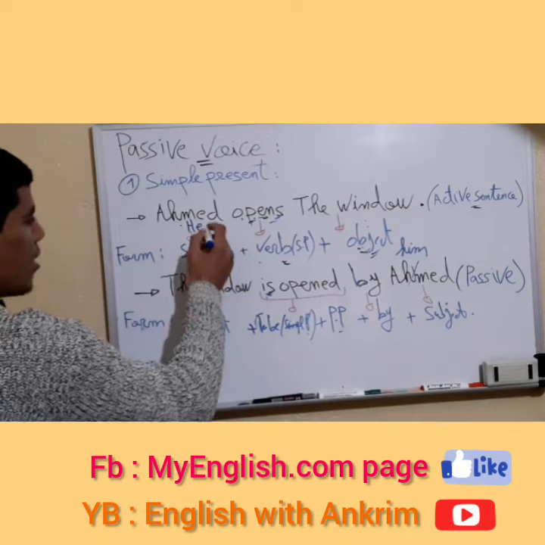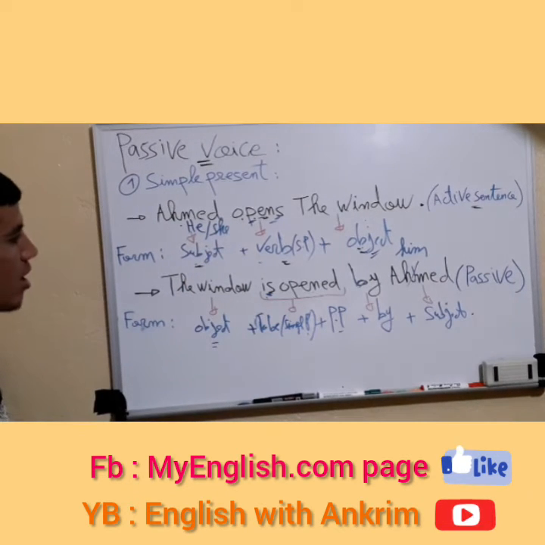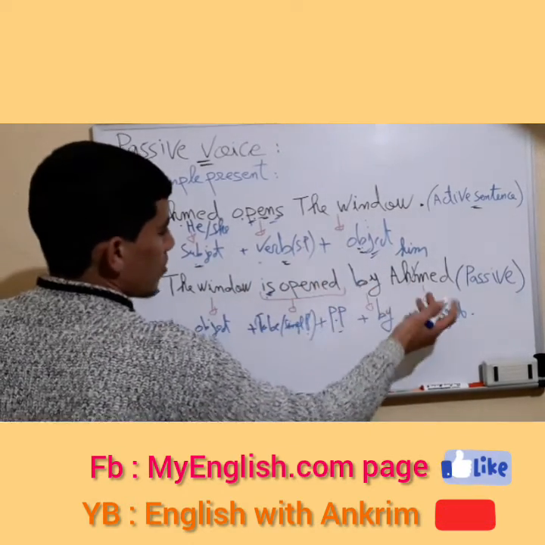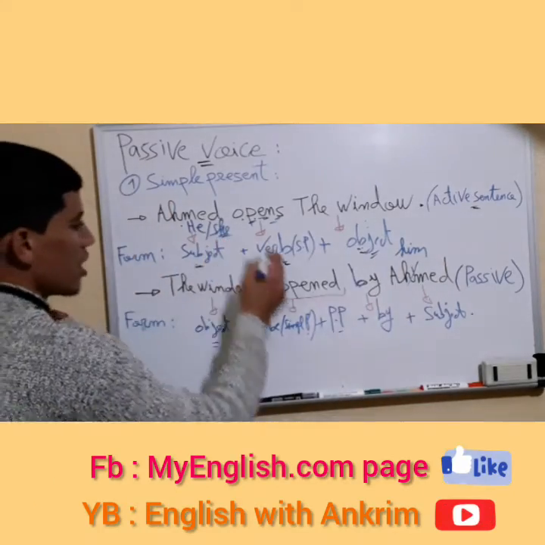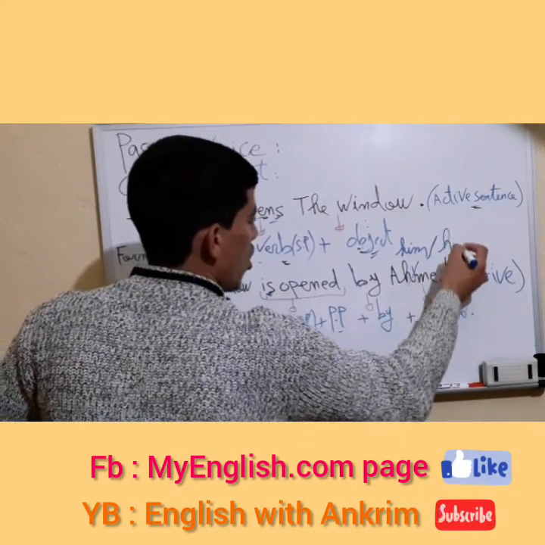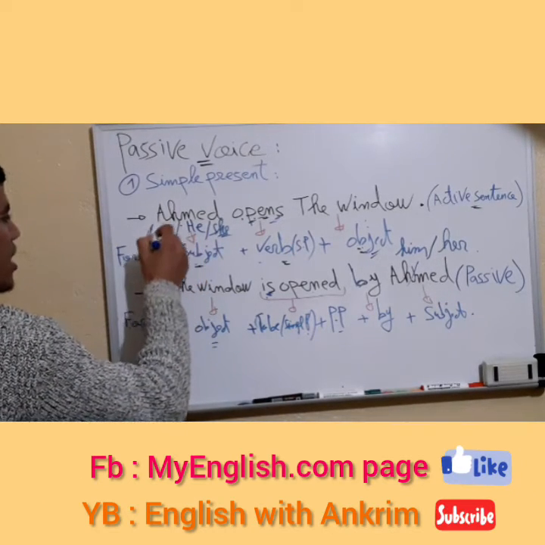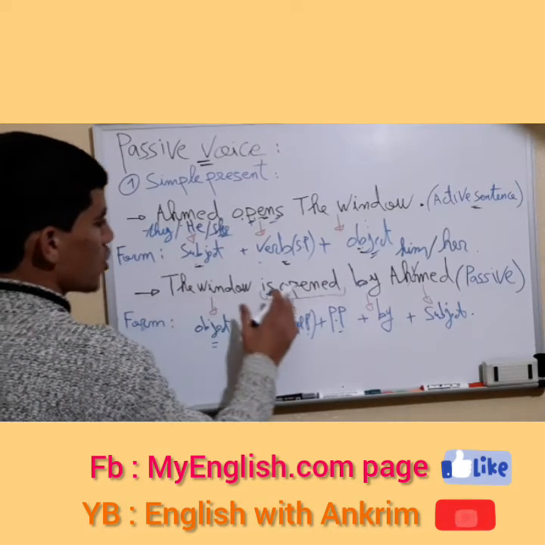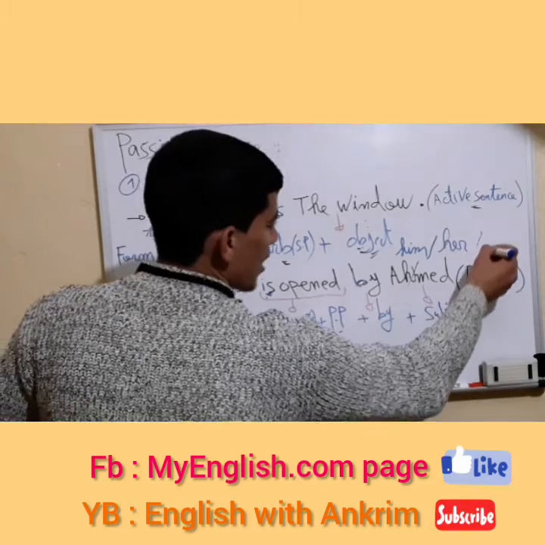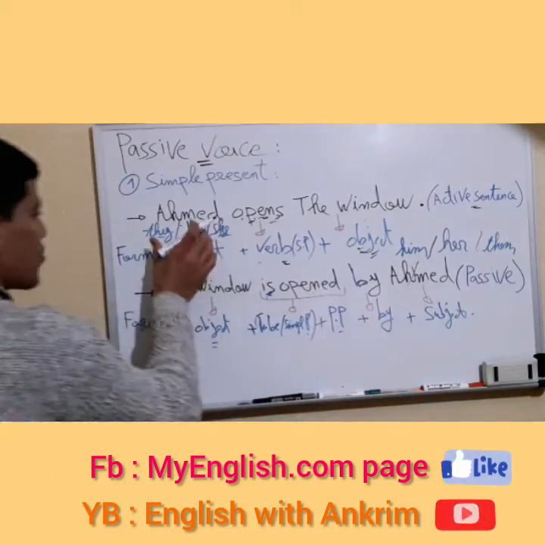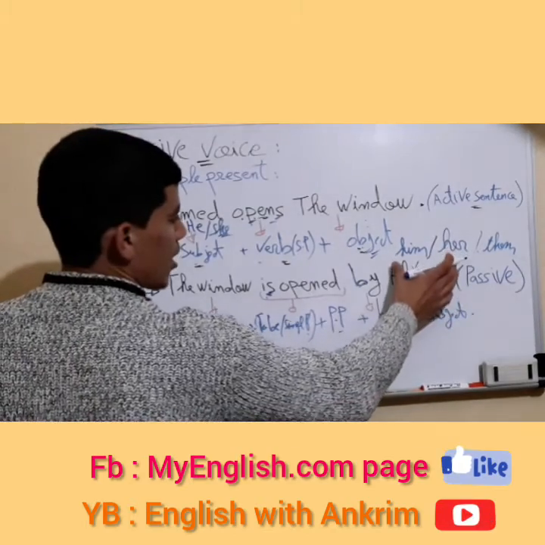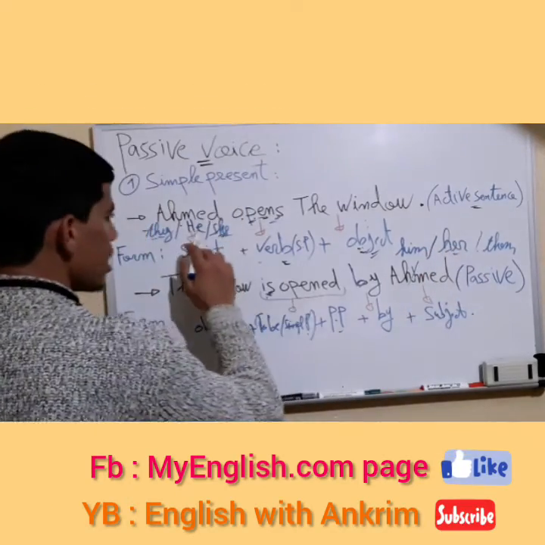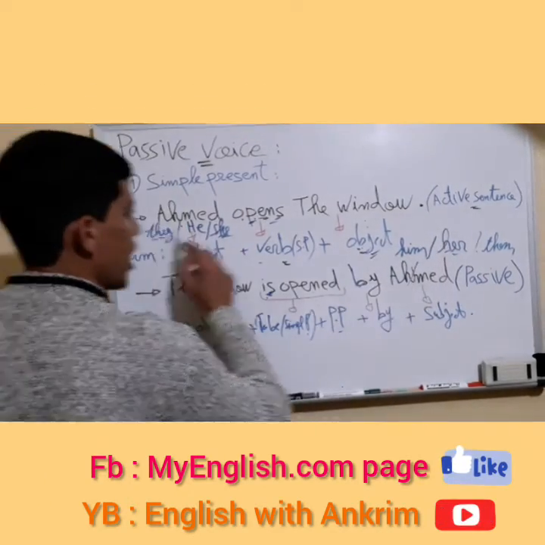Okay, good. So if we have, for example, "she" for feminine, we say the window is opened — this doesn't change — by... but we will not say "by she"; "she" becomes "her". For example, "they open the window": the window is opened by "they" becomes "them". So with subject pronouns, when we transform, at the end of the passive we put the object pronoun. He becomes him, she becomes her, and they becomes them.